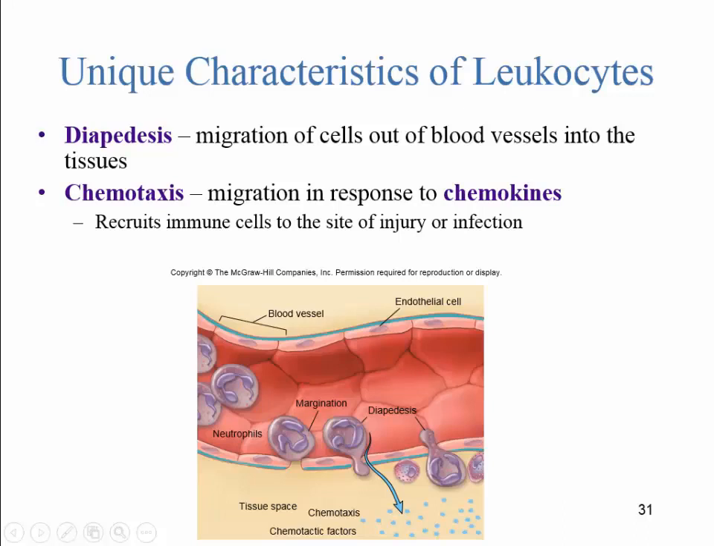Chemotaxis is the migration in response to chemokines. Again, I call these chemical breadcrumbs. They're going to recruit immune cells to the site of injury or infection, and they're going to act as a gradient. So as you move closer to the site of infection, you're going to find higher concentrations of chemokines being secreted by immune cells.